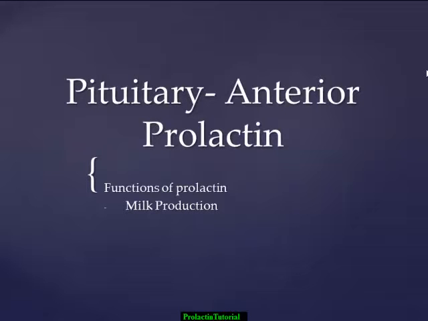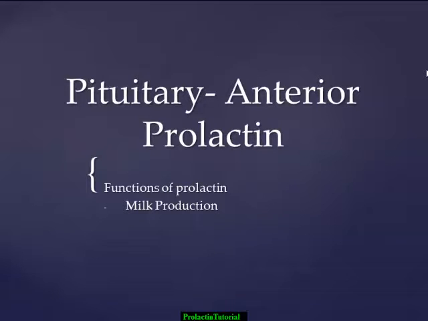Welcome to another tutorial on the anterior pituitary. In this tutorial we'll be discussing the production of prolactin, and prolactin functions to produce milk in the mammary tissues. The first thing we're going to do is look at a flow diagram to consider how the hypothalamus, pituitary, and mammary tissues respond to prolactin.